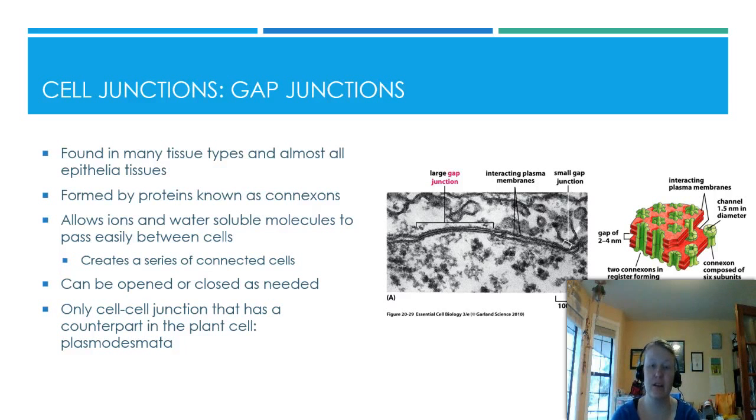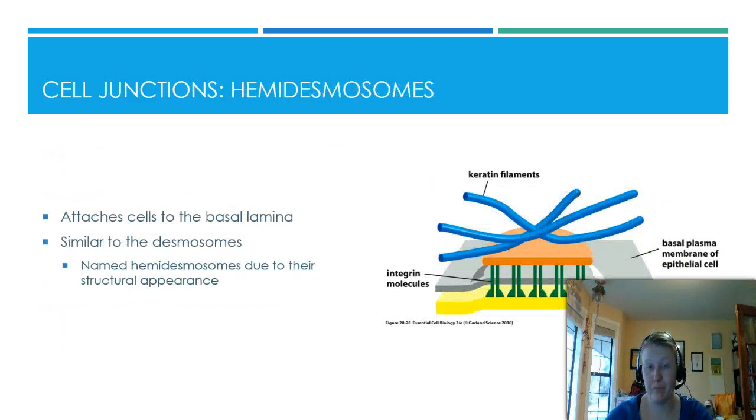And this is the only cell-to-cell junction out of all four that we're going to talk about today that has a counterpart in the plant cell. Plant cells have a similar structure known as the plasmodesmata that allows for flow between the two cells easily. So this is also one of the few that allows for communication between cells, because we talked about tight junctions blocking things from passing between cells. And so far all the other junctions we've talked about are all about how we hold the cells together. So desmosomes and adherens junctions help hold cells together.